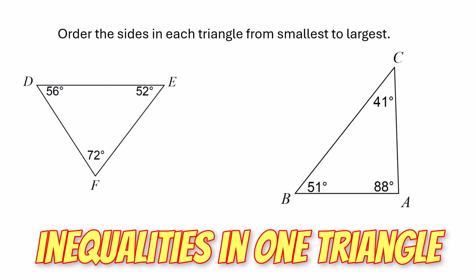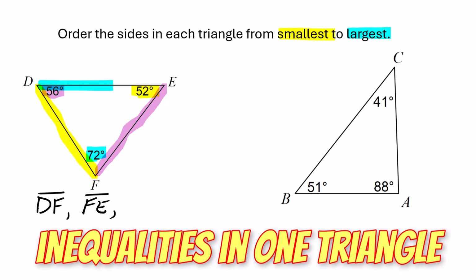Order the sides in each triangle from smallest to largest. In this first triangle over here, find the smallest angle. That would be the 52. That means this side over here has to be the smallest side. So that would be DF. Remember the notation for a side length is a segment, so it's segment DF. Find the middle angle. That would be the 56. So the side would be FE, and the longest would have to be the one that's across from the 72.